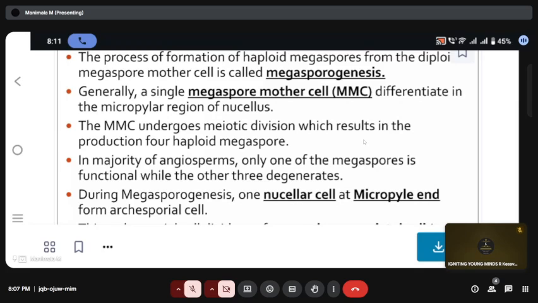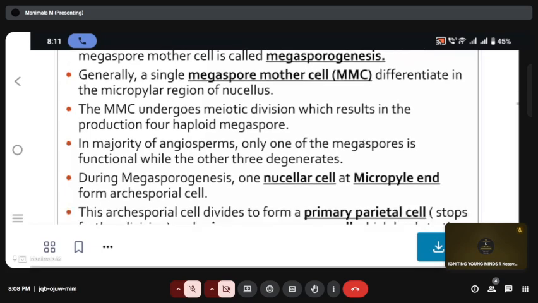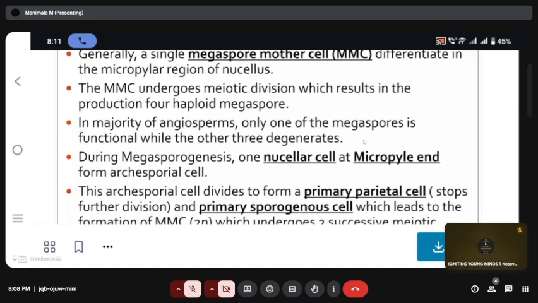So the one functional megaspore undergoes what division? Mitotic. During the same time, the three degenerate, right? So when one cell is formed, that cell towards the nucellar micropylar end forms what? Archisporial cells will be formed.